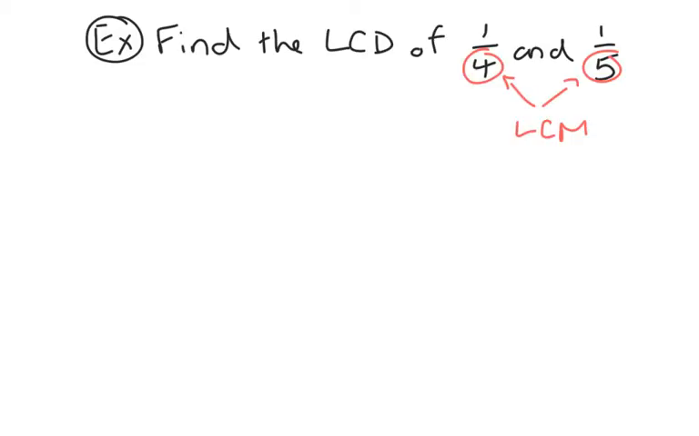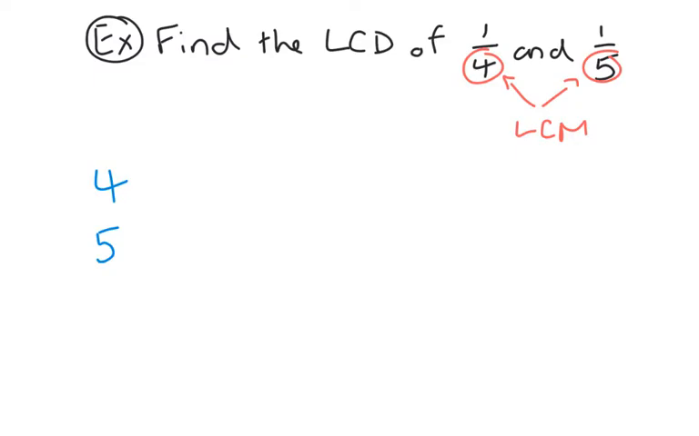We're going to look at another example. We want to find the LCD, the lowest common denominator of 1 over 4 and 1 over 5. So the first thing we want to do is look at these denominators, 4 and 5, and figure out the lowest common multiple of these two numbers. So let's look at the numbers 4 and 5. We're going to start listing out their multiples.